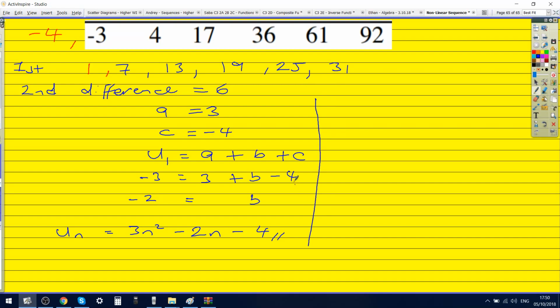No. Okay, so in general, how do you find the nth term of a quadratic sequence? You find the first and second difference. A is half the second difference. C is whatever the first term of the sequence is, take away the second difference. And then B is just a sort of connect the dots thing.